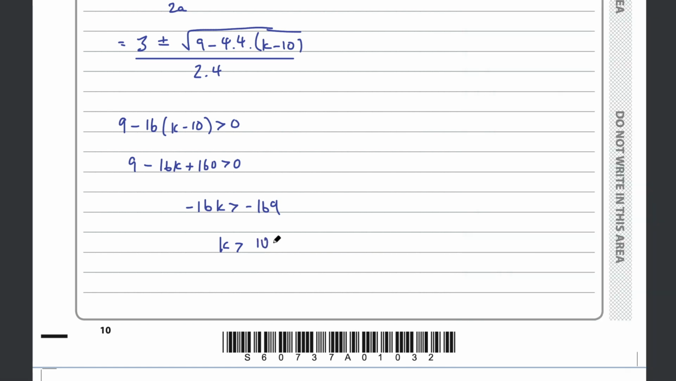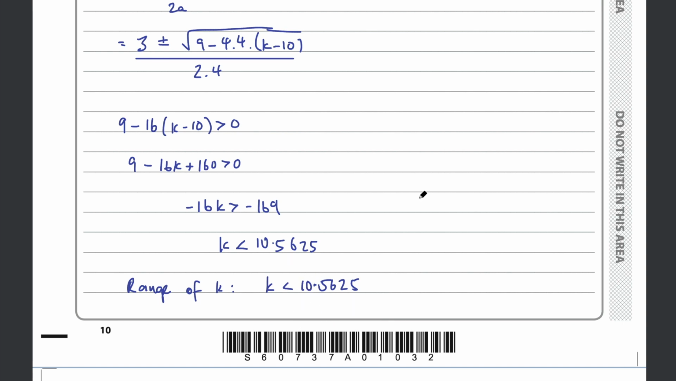So this is 10.5625. And I've almost forgotten a step there. So when we divide by a negative, remember we need to flip the inequality around. So this is actually going to be k less than 10.5625. And so that's going to be the range of k. So the range, just to finish off, of k is k less than 10.5625. And you can actually check if that's realistic.